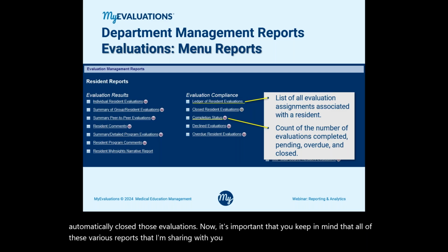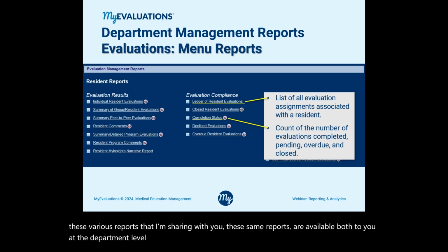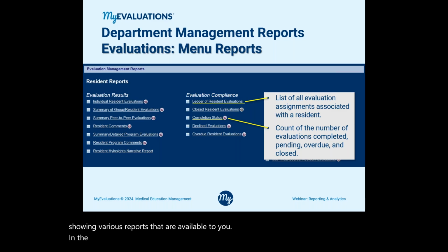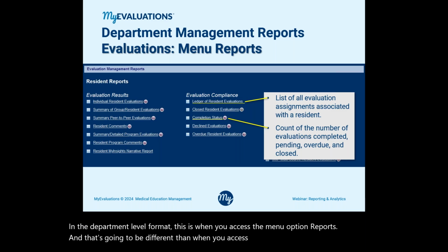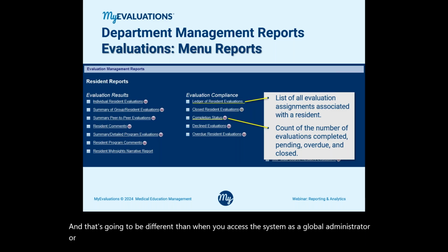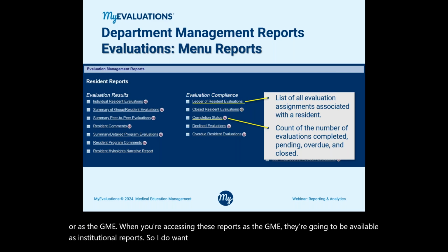Now, it's important that you keep in mind that all of these various reports that I'm sharing with you are available both to you at the department level, and also at the institutional level. So here I'm showing various reports that are available to you in the department level format. This is when you access the menu option reports. That's going to be different than when you access the system as a global administrator or as the GME. When you're accessing these reports as the GME, they're going to be available as institutional reports. So I do want you to distinguish those.